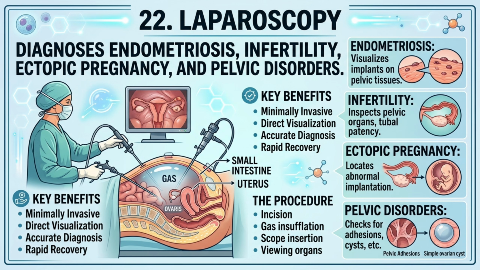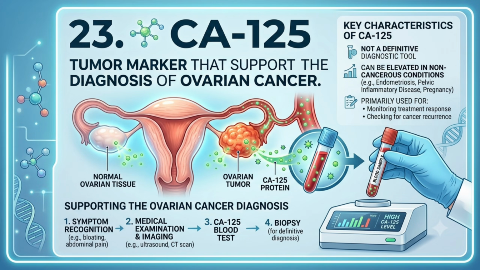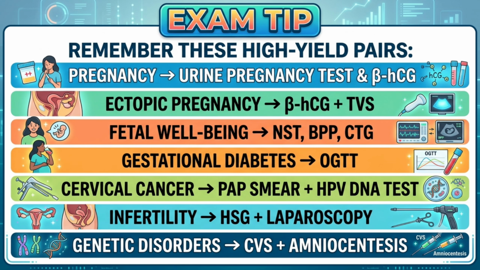Next is CA-125 test, a tumor marker that supports the diagnosis of ovarian cancer. Remember these high-yield topics. For pregnancy confirmation, urine pregnancy test and beta HCG. For ectopic pregnancy, beta HCG plus TVS.